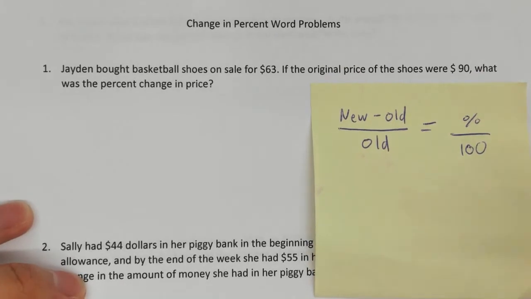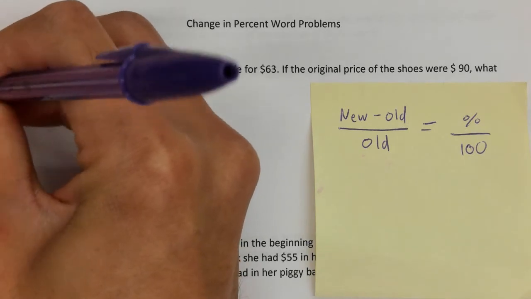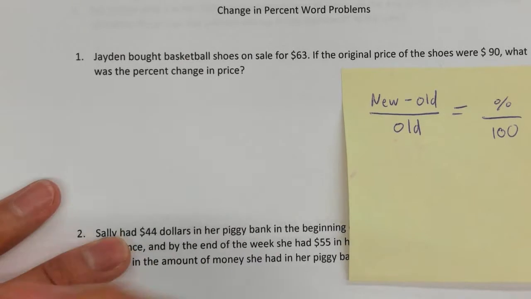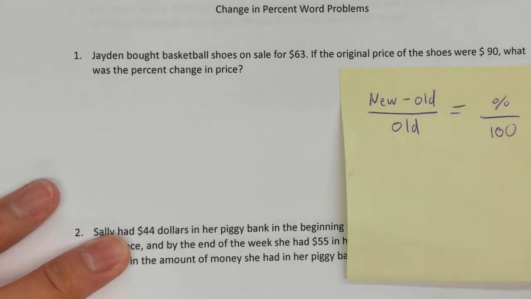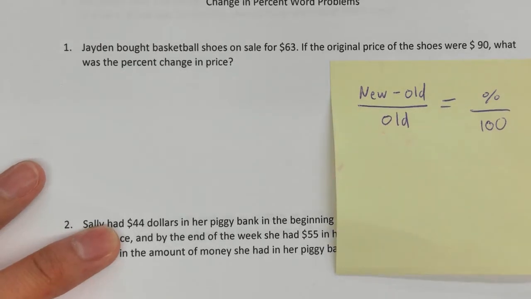Alright, so this is just like last week. Last week you might have gotten the numbers pretty easily, like there would be the word old, the word new, and it tells you the number. Now you have to read and decipher which number is old and which one is new. That's the only difference. And then plug it into this equation.